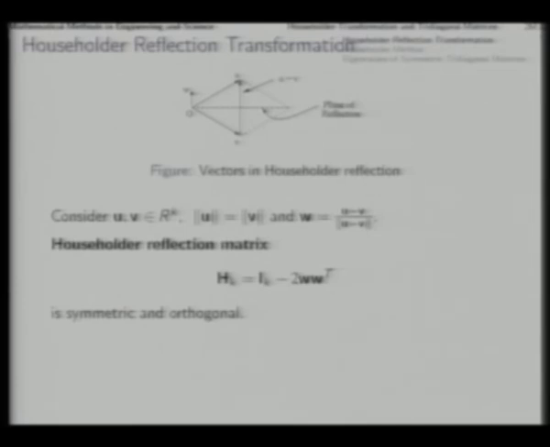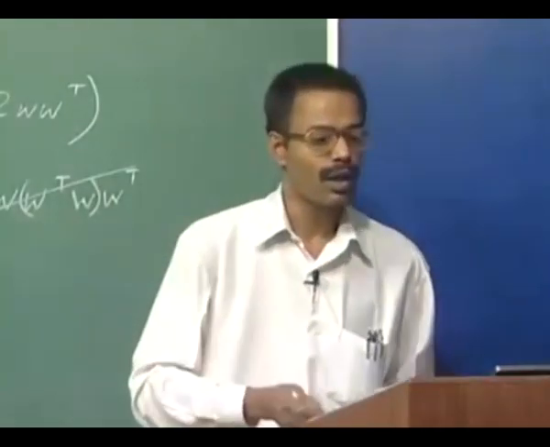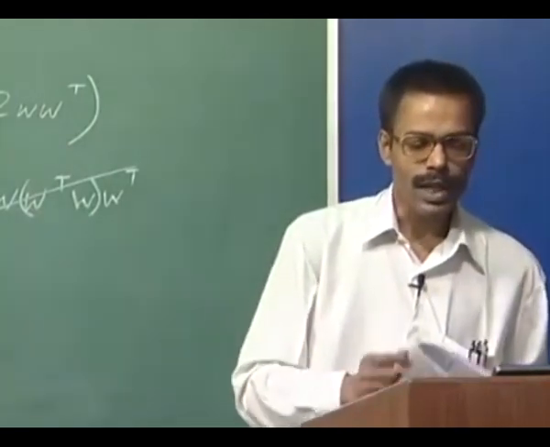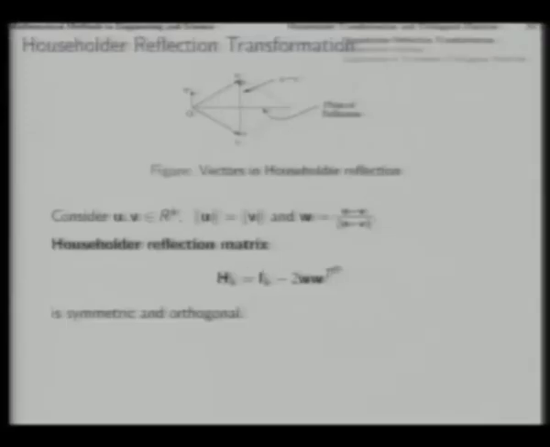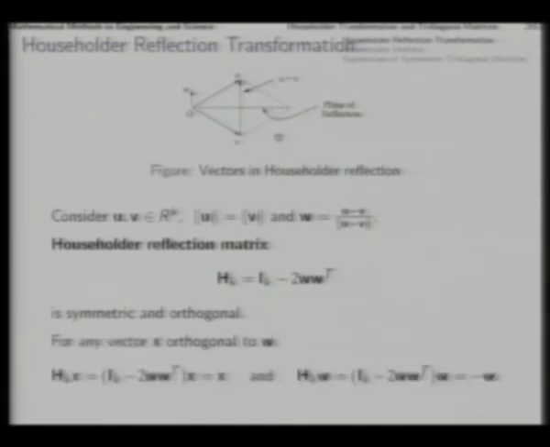Now, what does this symmetric and orthogonal matrix do? Why is it called a reflection matrix? To see that, consider its action on two vectors, one along w and the other perpendicular to w or orthogonal to w. Orthogonal to w will mean a vector in this plane, which is shown here as plane of reflection. So, take any vector x which is orthogonal to w, that means which is in this plane.